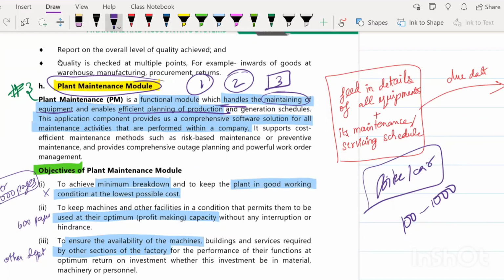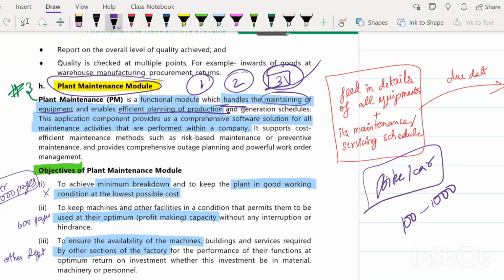Then according to that, you will plan your production, correct? Suppose you have a deadline, then you will produce a lot more in the day prior to the servicing day itself. Before this machine goes into servicing, you will get the work done. So accordingly, when the schedules are there for servicing and everything, that's the efficient planning of production also, and you will also be able to maintain the equipment properly.